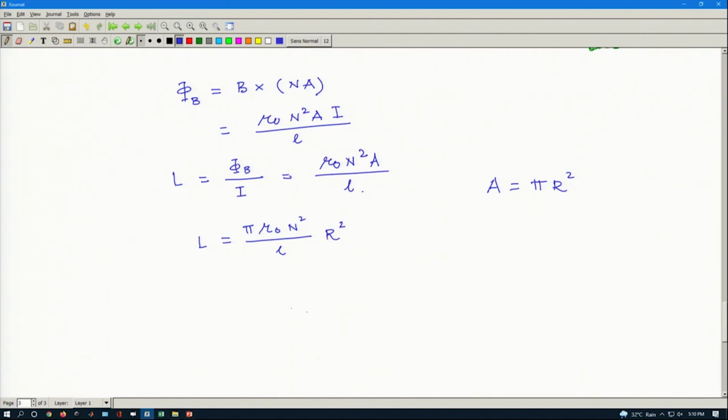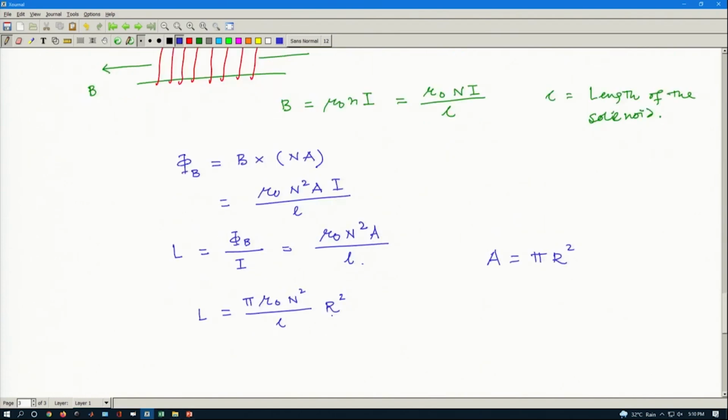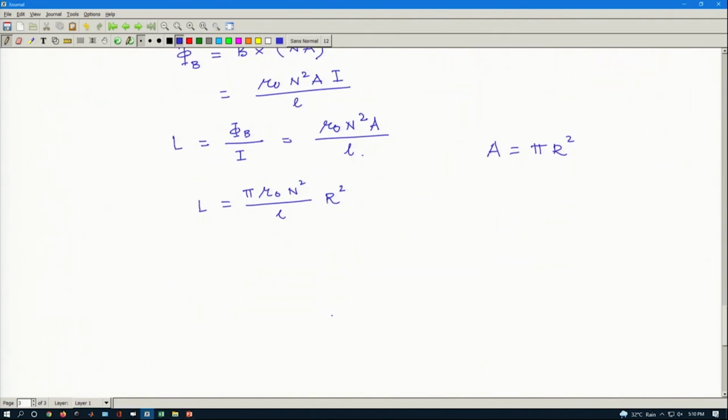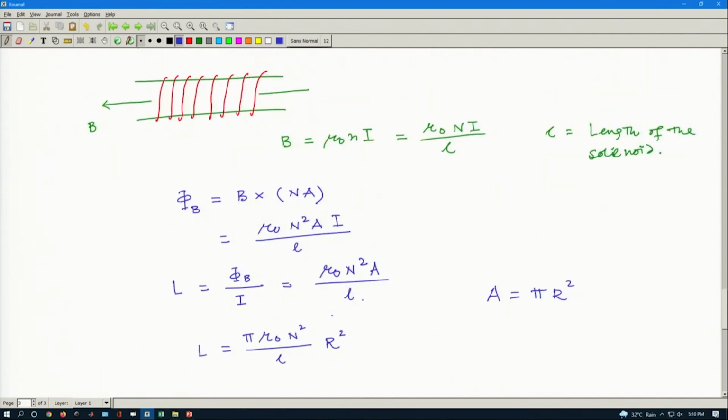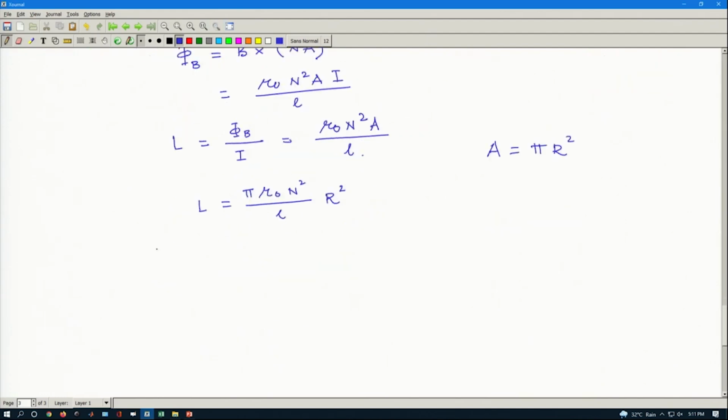So, in many labs these experiments are there. The student needs to calculate the dependence of the self inductance on the parameters of the given solenoid. Suppose the value of L is given, and they can calculate the area, say A, and the total number of turns is N. So, this is the way it can depend.